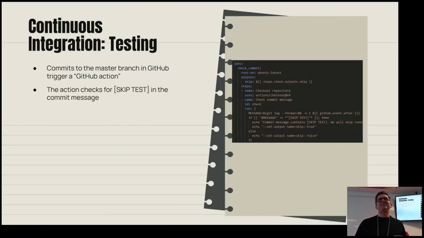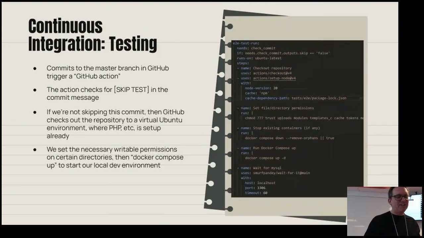It's like, oh, just test everything, all the tests. So if we're not skipping the commit, then GitHub checks out the repository. They set up a virtual Ubuntu environment with PHP and everything already there.